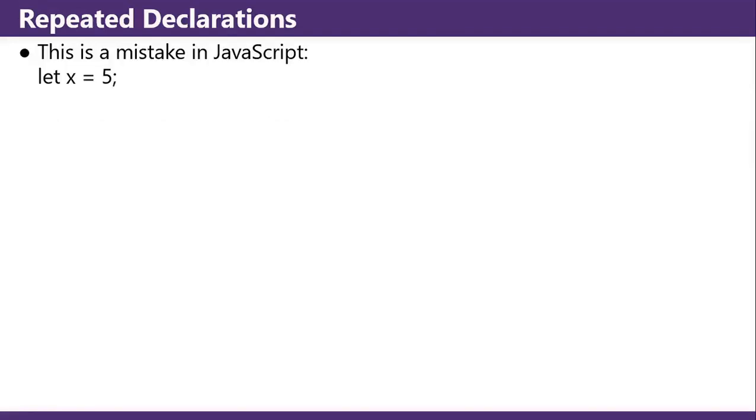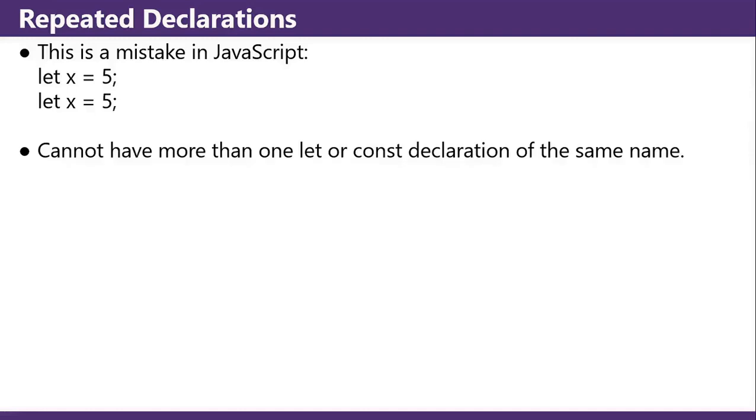Repeated declarations. This is a mistake in JavaScript: let x equals 5, let x equals 5. You cannot have more than one let or const declaration of the same name.